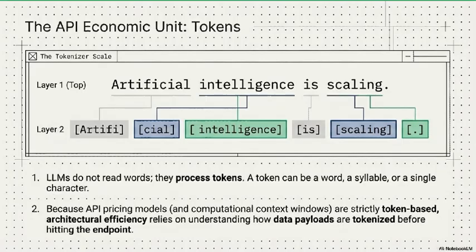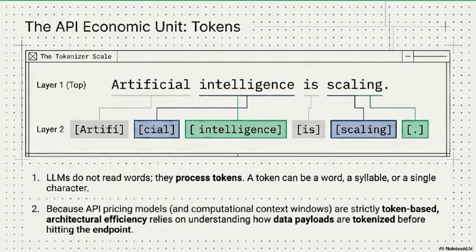So if I'm a developer building a RAG system and I'm retrieving massive 100-page financial PDFs and stuffing them into the prompt, I could be inadvertently blowing out my token limit just because the specific jargon in those PDFs happens to get chopped into 5 tokens per word instead of 1. Exactly. Architectural efficiency relies entirely on understanding how your data payloads are tokenized before they ever hit the API endpoint. Wow. If you don't manage your tokens, your system will either crash from exceeding the context window, or your API bill at the end of the month will bankrupt you.